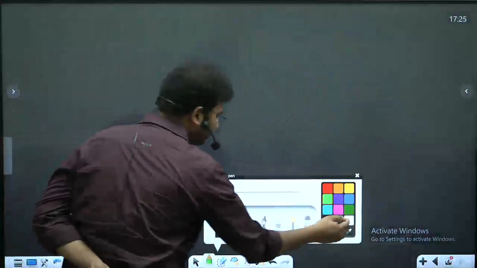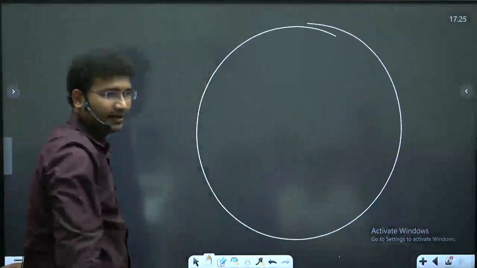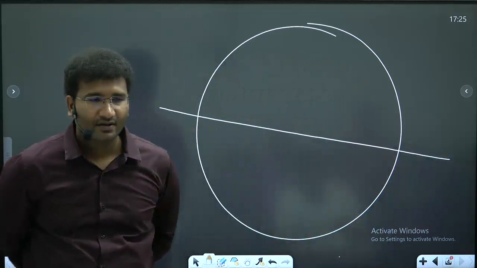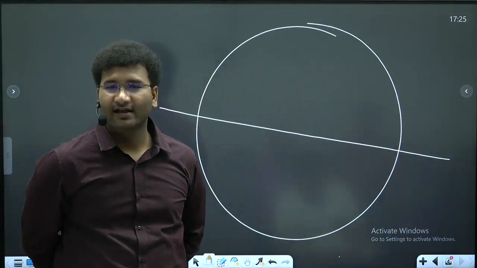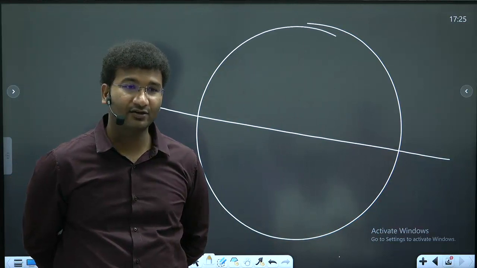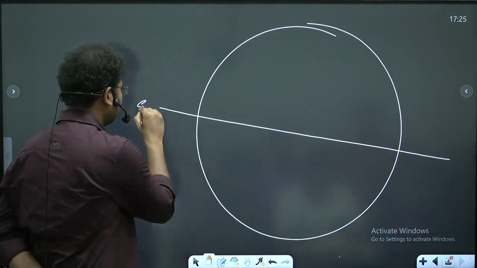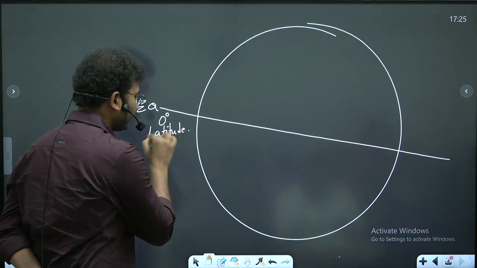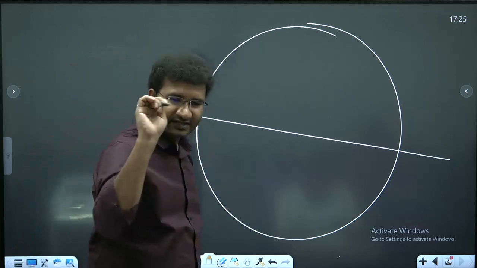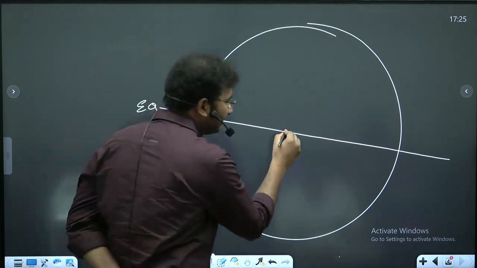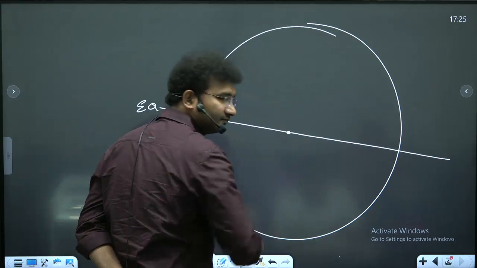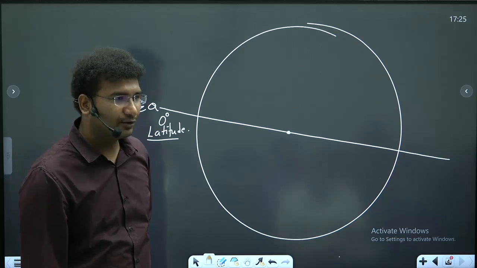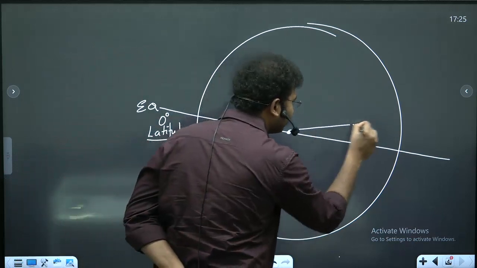Now imagine that this is your earth. I'll cut the earth into two equal halves. This imaginary line that cuts the earth into two equal halves is called the equator, or 0 degree latitude. Now from here, I'll take the center point of the earth. This is the center point of the earth. Now from the central point of the earth, I'll make an angle. What is this angle?